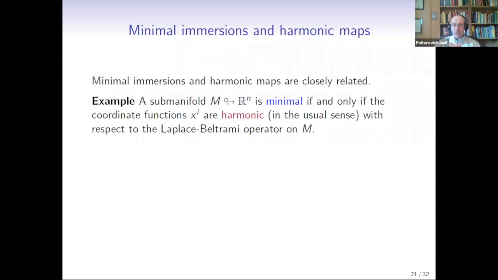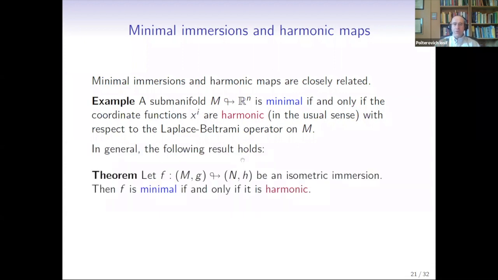And once again, here is a basic example that gives you the connection between minimal immersions and harmonic maps. Consider a minimal submanifold in R^n. An immersion from M into R^n is minimal if and only if the coordinate functions are harmonic in the usual sense, with respect to the Laplacian on M. So they're just harmonic functions in the standard sense. And in a more general setting, you have the following theorem. If you have an isometric immersion from M to N, then it is minimal if and only if it is harmonic. So minimal and harmonic is, in this case, really the same thing.